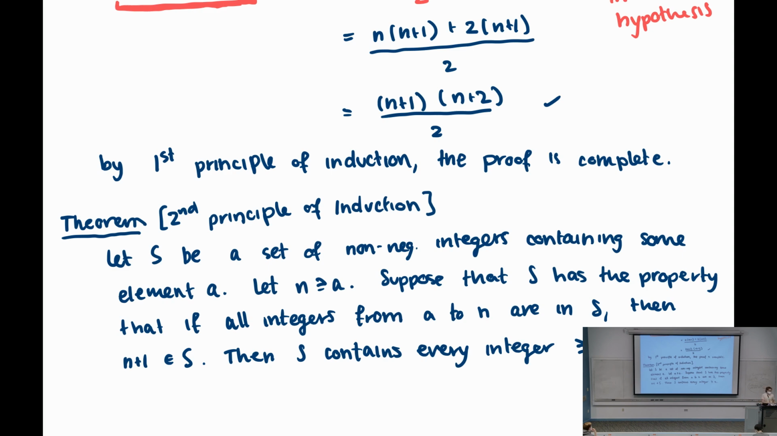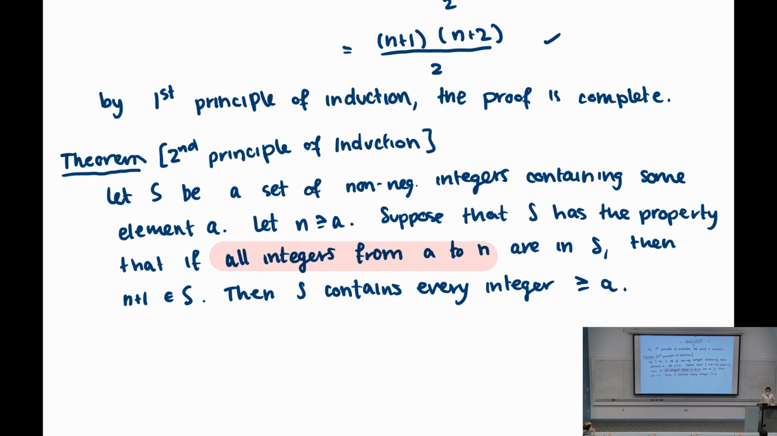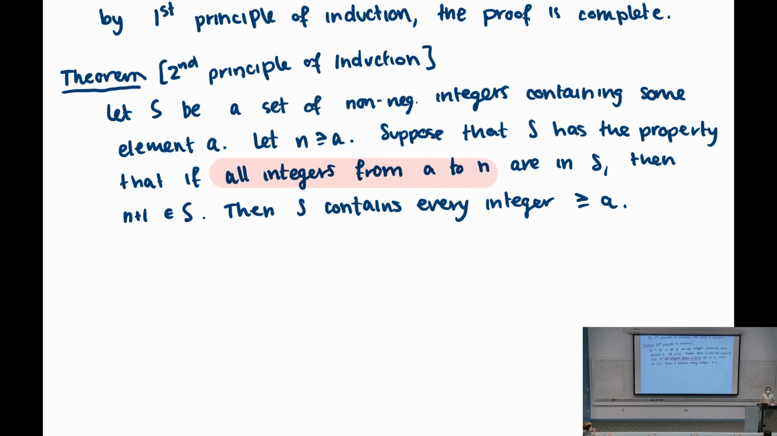This is a similar statement to regular induction, but now your inductive hypothesis would have you assuming that all integers from A to n satisfy the property. I'm not going to prove this one, but we will use it to prove part of the fundamental theorem of arithmetic. Are there questions about this before we do that?